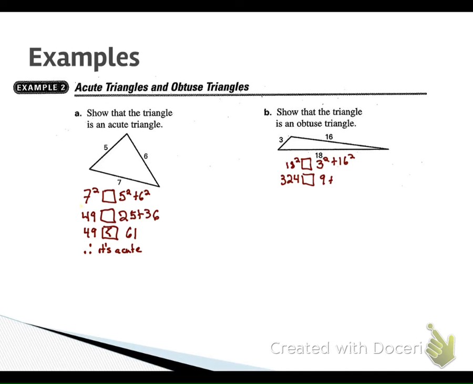Say it one more time, Raya. 256. Okay, we have 324, box, 9 plus 256. 265. Okay. Is 324 less than, greater than, or equal to 265? It's greater than. When we have c squared being greater than a squared plus b squared, what do we know? Therefore, it is obtuse.